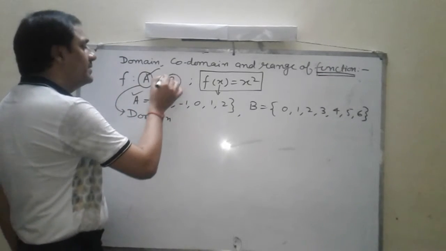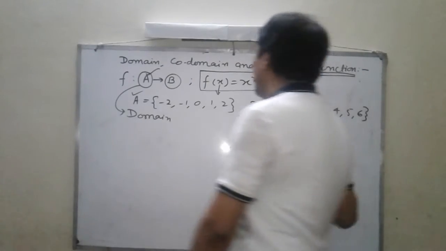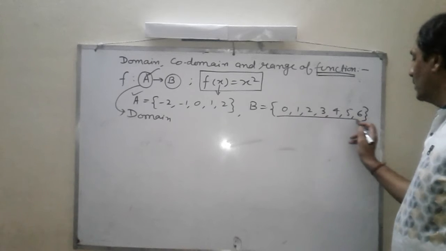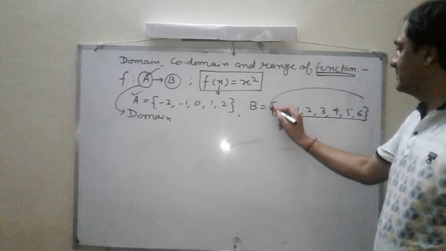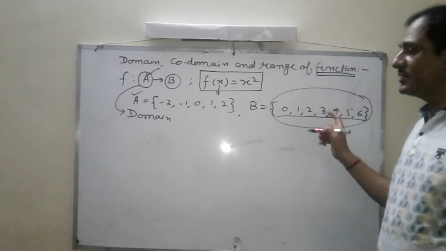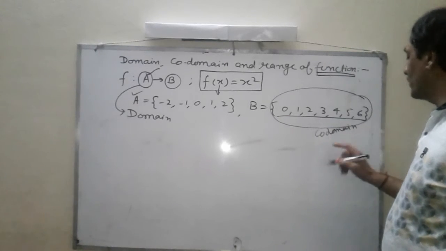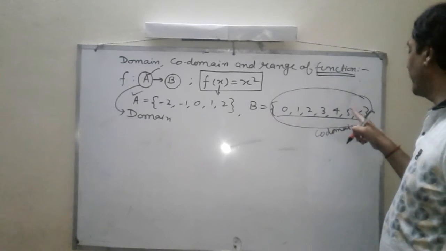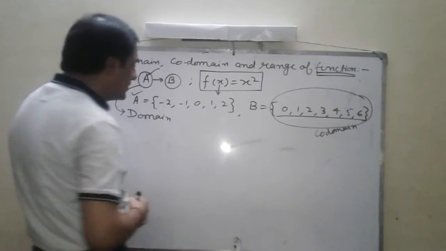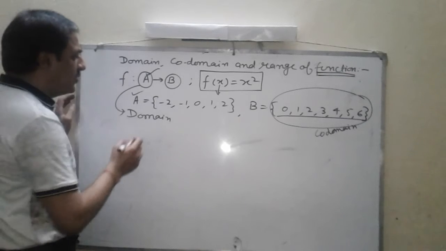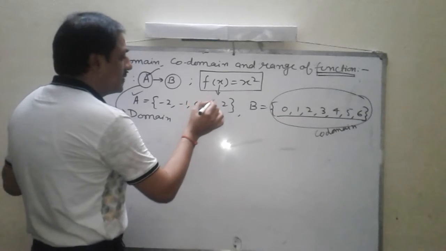And set B, all the elements of set B are called what? All the elements of set B are called codomain of the given function. Here the values of the codomain are 0, 1, 2, 3, 4, 5, 6. Here the function is defined as f of x equal to x square. So if we put the value of x equal to -2, -1, 0, 1, 2.